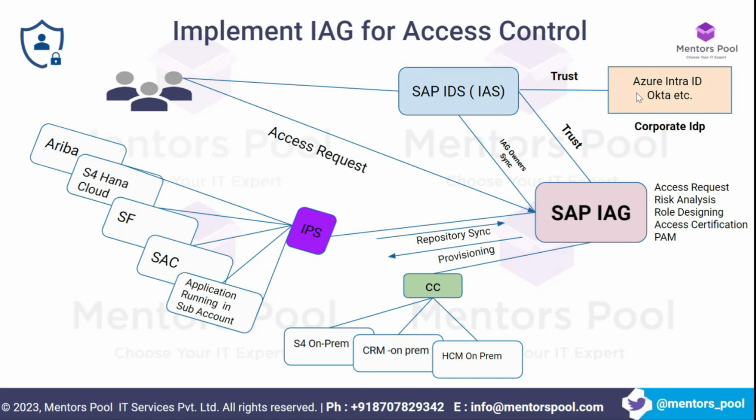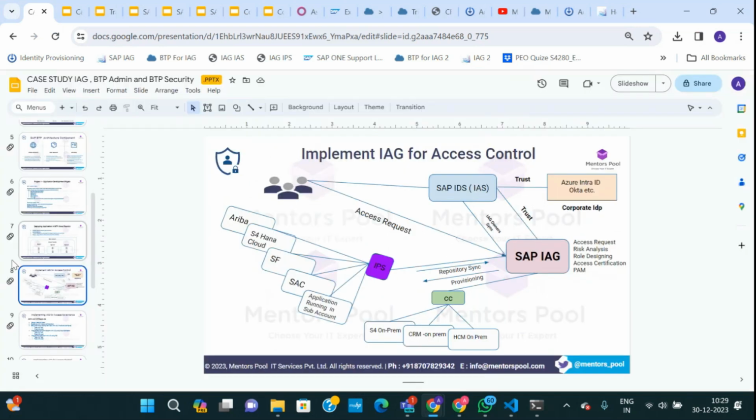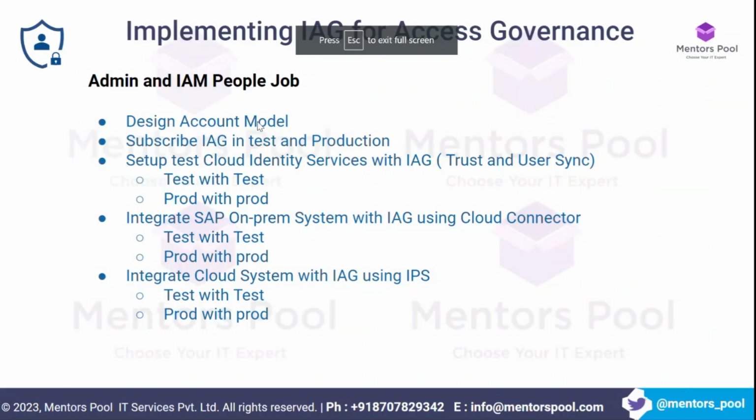Also, if you have your Okta, Azure AD, or other corporate identity provider, you can create trust with IAS, and then you can use IAS as a proxy system, but actually all your identity data resides in Azure AD.